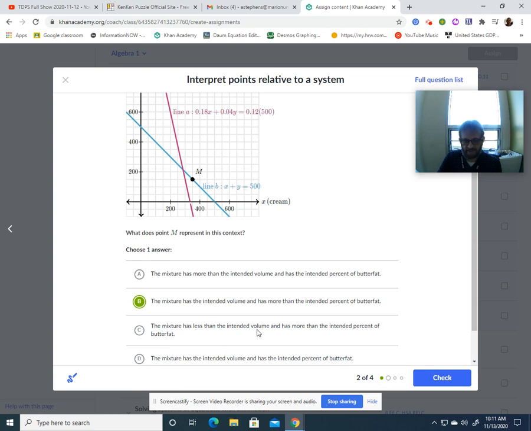The mixture has less than the intended volume? No, it's right on the volume. And has more than, nope. The mixture has the intended volume and the intended butterfat? No, that happens right here. That's the only point.